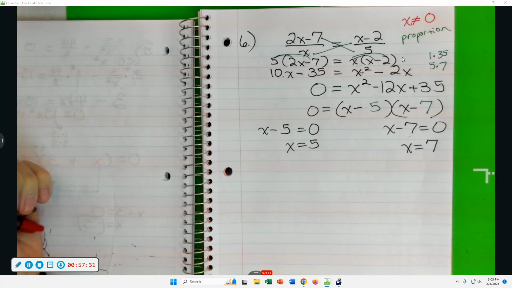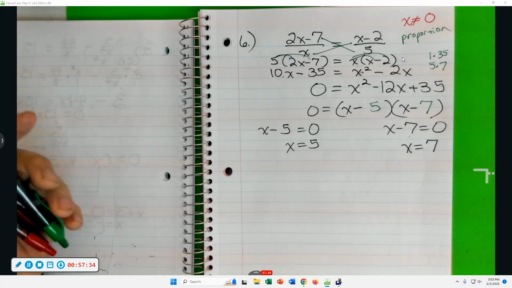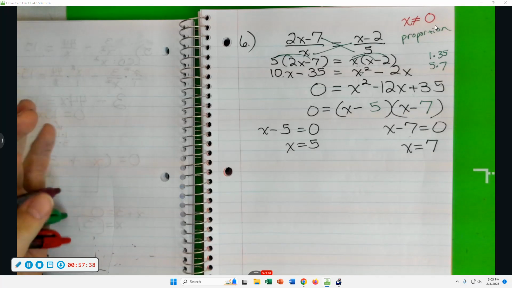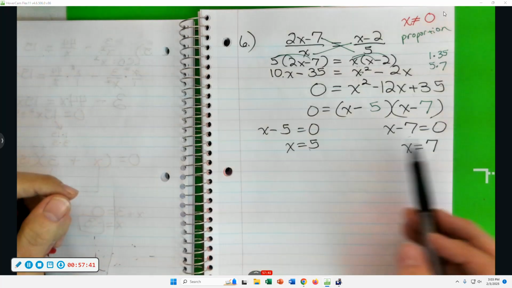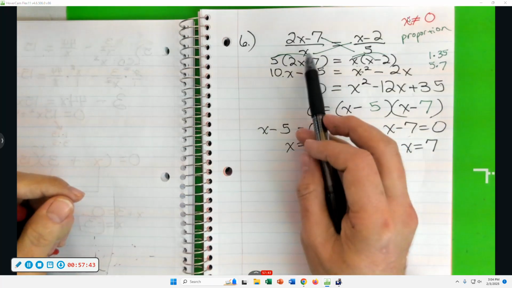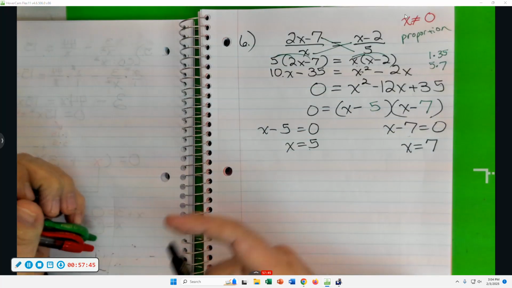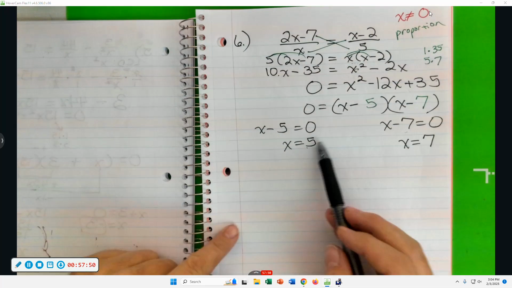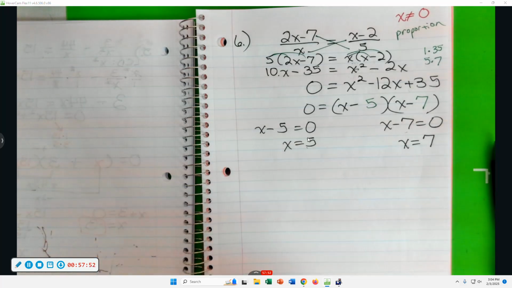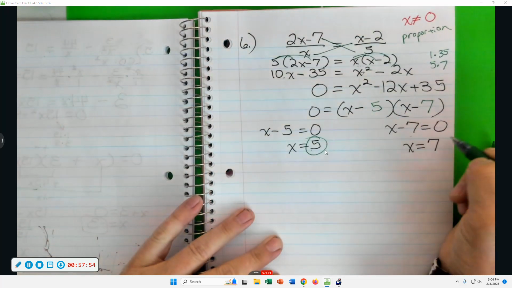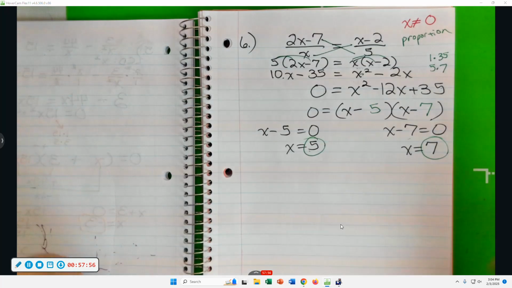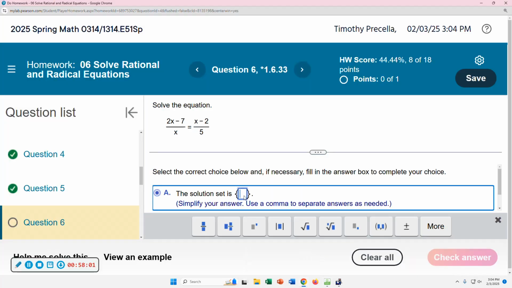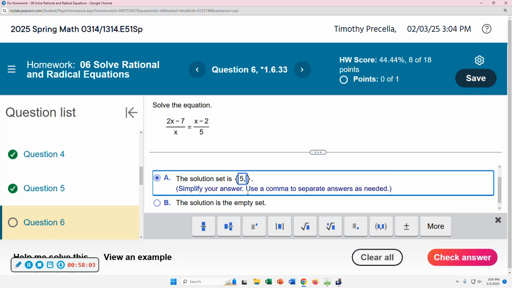Keep in mind, Wednesday will be a better day. Do we have to cross any of these numbers out? Will either of those numbers give us a denominator of 0? What did we say the only number that was unacceptable was? 0. Did we get a 0? No. So 5 and 7 are both acceptable solutions. Any questions there? 5 and 7. 5, comma 7.